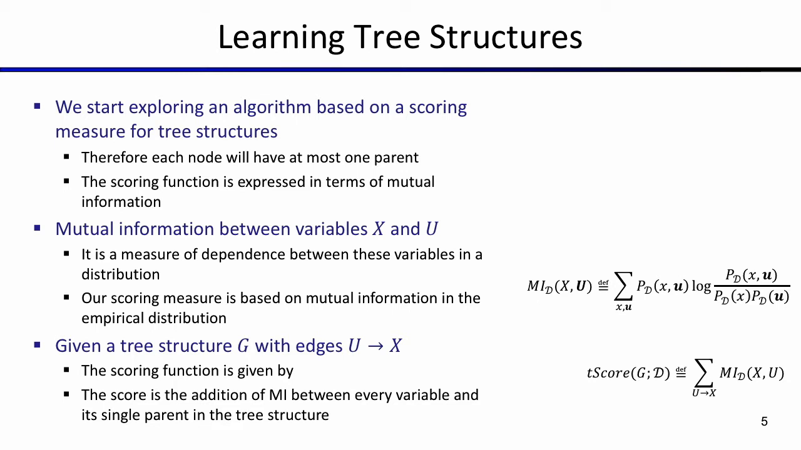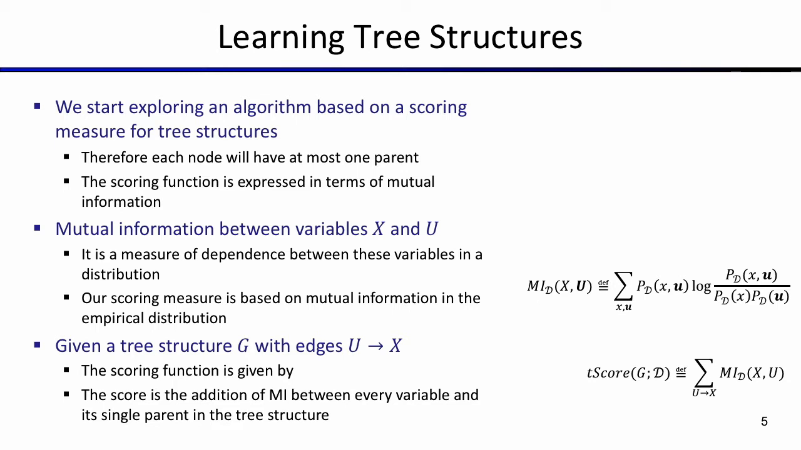So it would be much better if we had a sort of score that we could measure between the variables, using the training set, and this score would give us information of which variables should be together in the Bayesian network. So which variables we should connect in order to have a good Bayesian network structure. So I'm going to start with scoring measures that are applicable to tree structures.